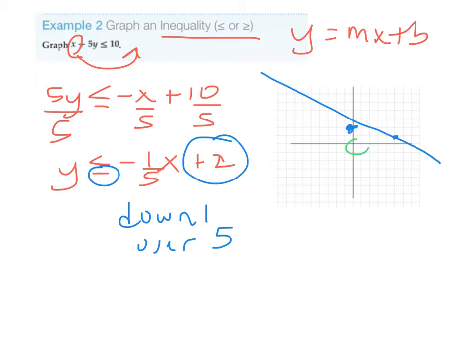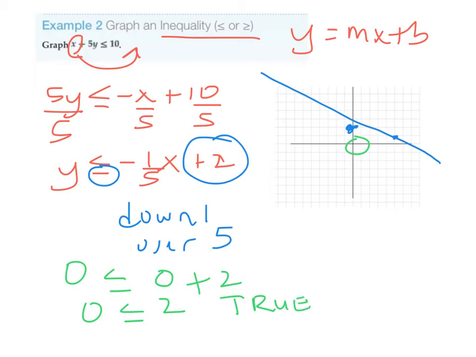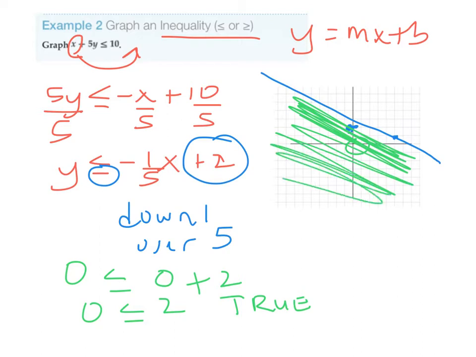I'm going to test this number. So I'm going to put 0 less than or equal to 0 plus 2, which is really 0 less than 2. Is that true or false? In this case, it happens to be true again. So this side of the line gets colored in or shaded because 0 is true.